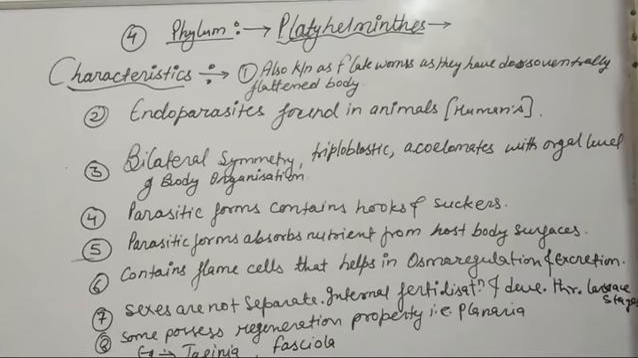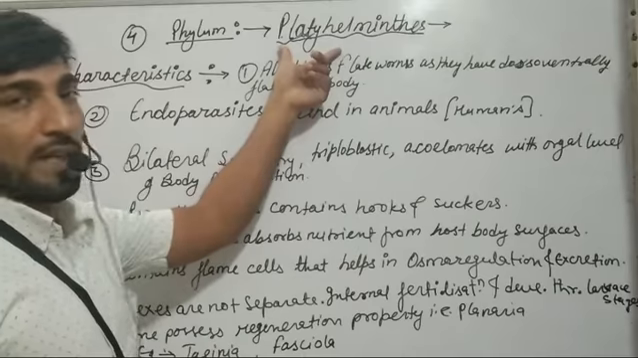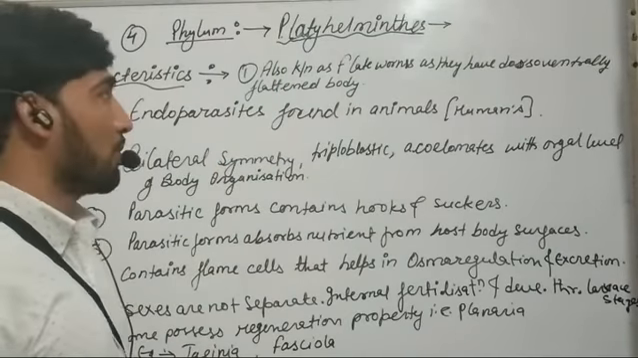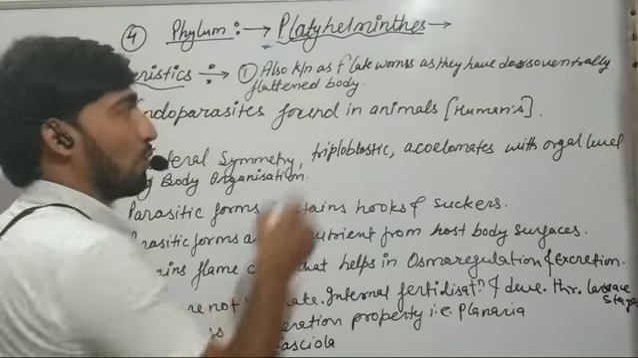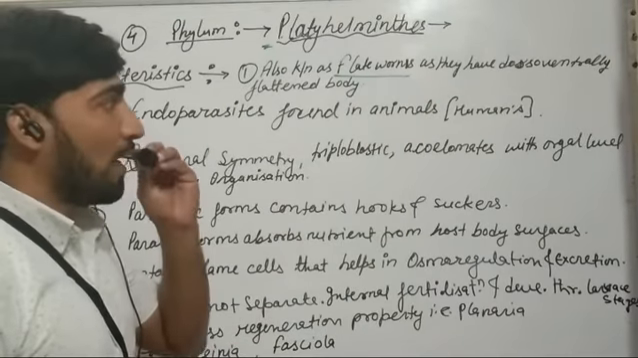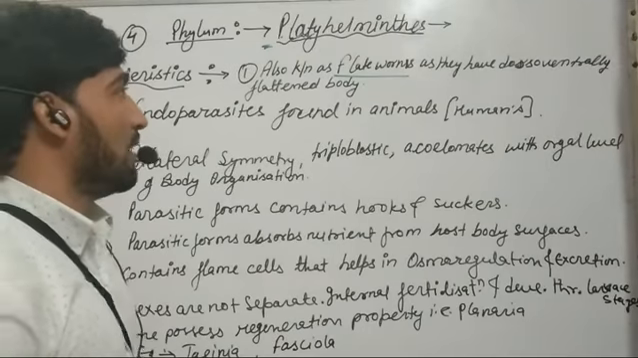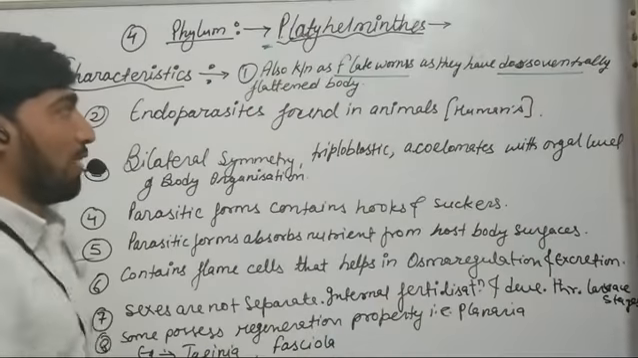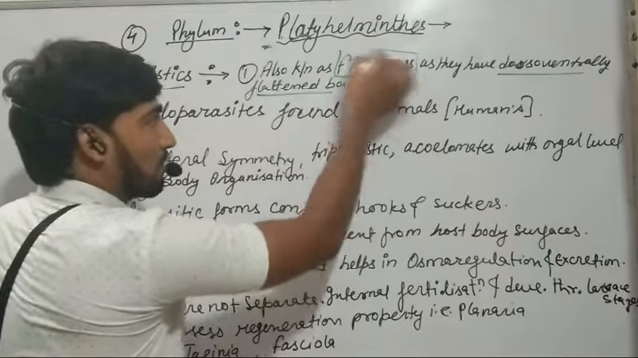So our next phylum is Platyhelminthes. That is the fourth phylum of our animal kingdom. And these Platyhelminthes are also known as flatworms because they have a dorso-ventrally flattened body. That's why they are known as flatworms.